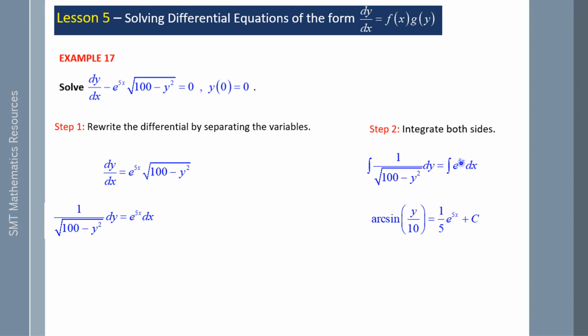This one, you've got to recall, is your inverse sine, because here our a value is 10. So it's 10 squared take y squared. Therefore it's the inverse sine of y over a, which is y over 10. In this case I've just written arcsin. Here e to the 5x will then have our derivative of 5x, so we're dividing by that 5, and e to the 5x stays the same.